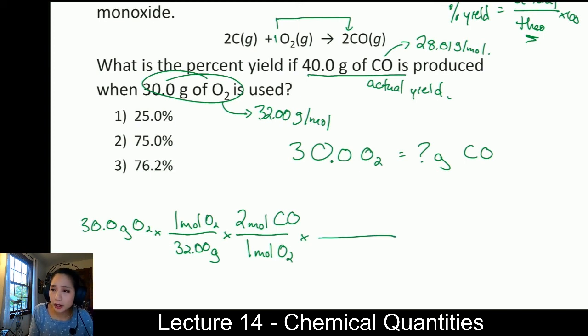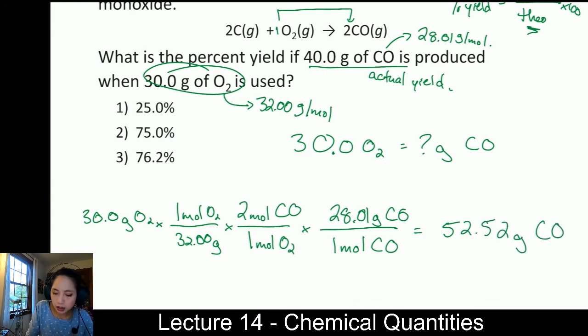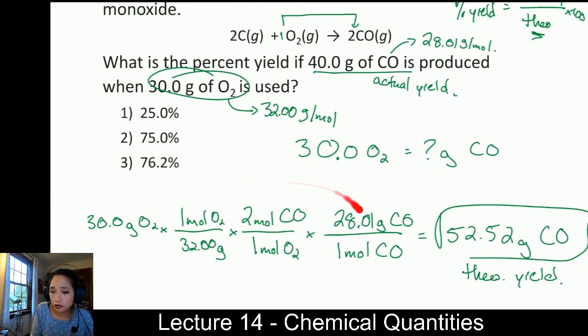But I want to get to grams of CO, so I use the molar mass of carbon monoxide: 1 mole of CO weighs 28.01 grams. Then you stick that into your calculator and you get 52.52 grams of CO. This is our theoretical yield. We're assuming all 30 grams of this oxygen is converted to CO, just like in all the previous questions that we've been doing. So that's our theoretical yield.